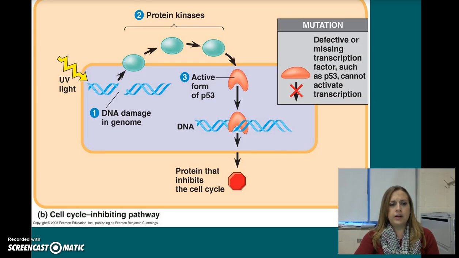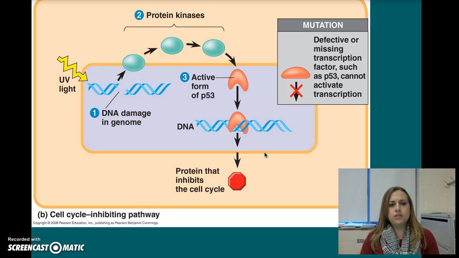All right, so again, here we have UV light coming in. We can see that we now have damage to the DNA. This is going to trigger protein kinases, which are then in turn going to trigger an active form of P53. This P53 would cause a gene in DNA to get transcribed, and this gene inhibits the cell cycle. So it would essentially turn the cell off in terms of dividing, because the DNA is damaged. You don't want a cell with damaged DNA to be dividing and produce daughter cells with errors in its DNA.